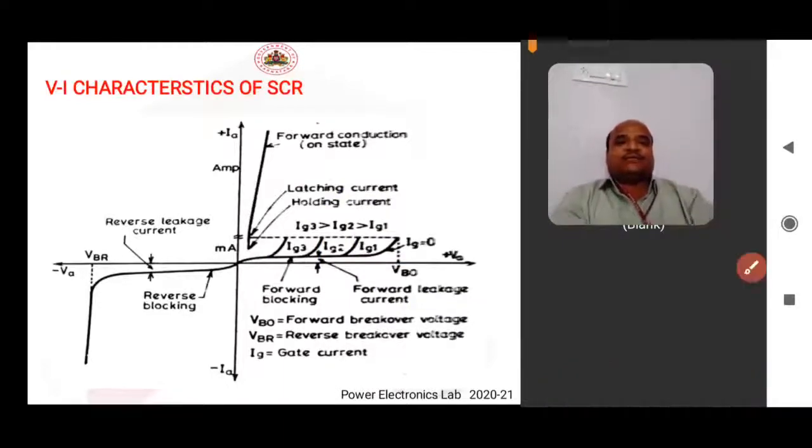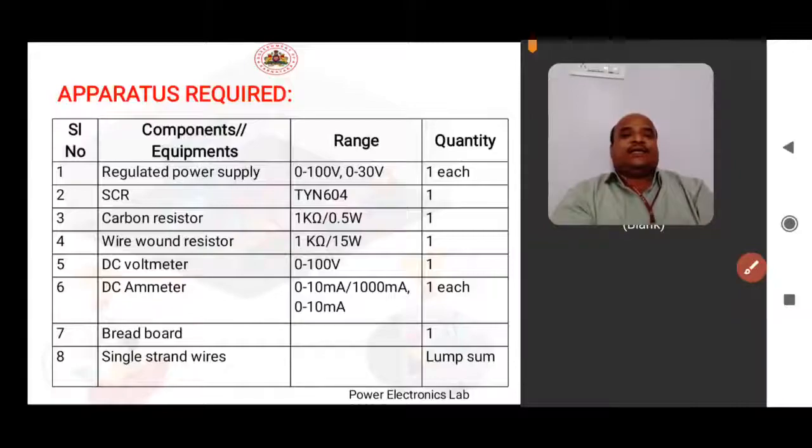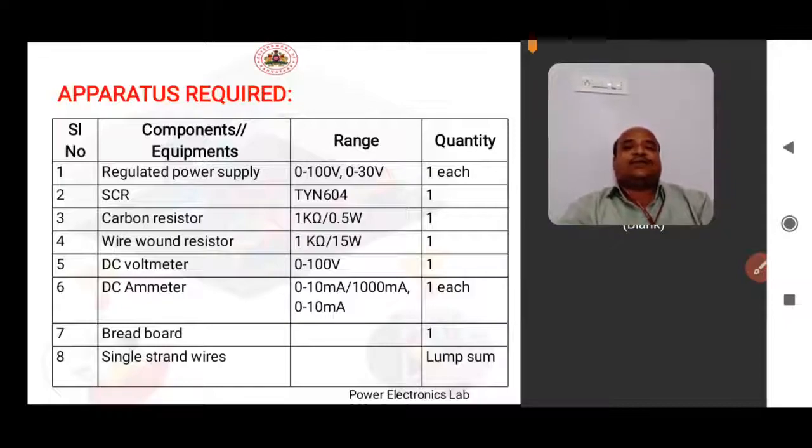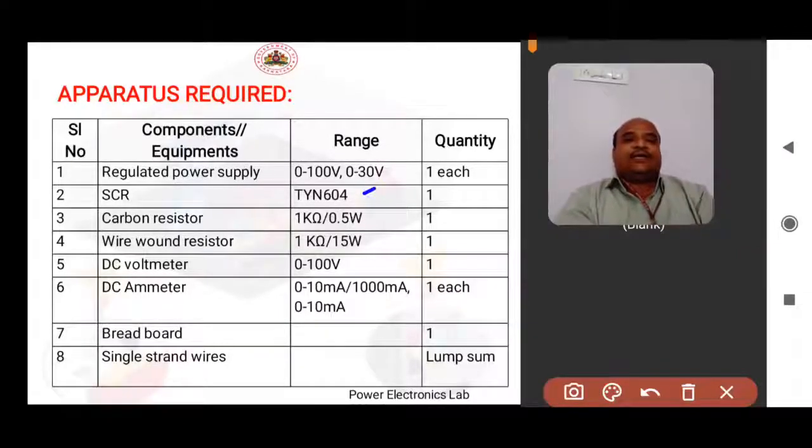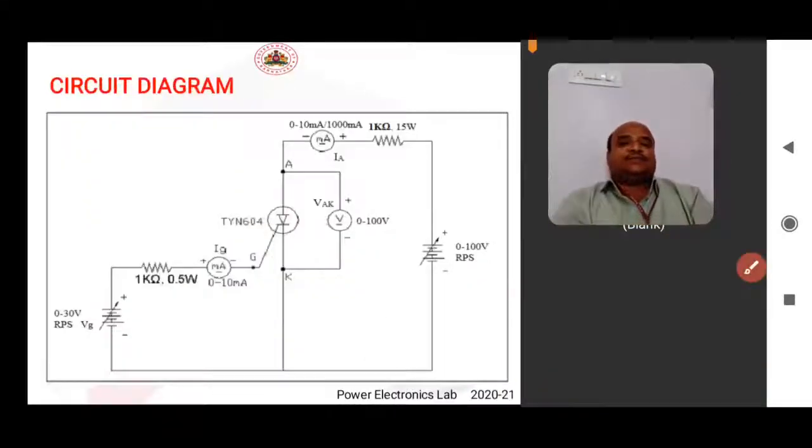Next we shall see the experiment on VI characteristics. These are the equipments required to conduct the experiment. We need a regulated power supply. In this experiment we are using the SCR TYN 604, and the other components required are the DC voltmeter and ammeters, which are used to measure the voltage across SCR, the anode current, as well as the gate current. Now this is the circuit diagram.